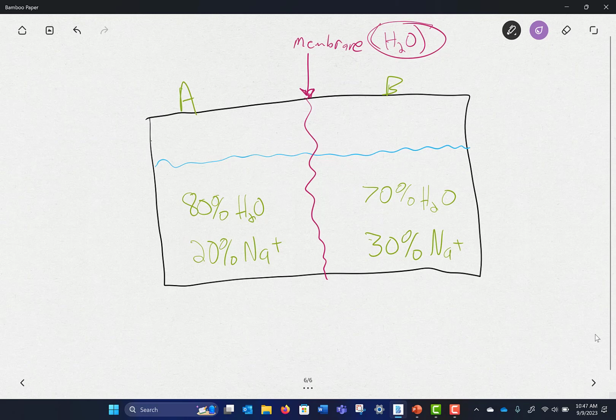So which one, A or B, has greater concentration? Solution B, because 30 is greater than 20. So solution B is hypertonic to solution A. Solution B by itself is not hypertonic to anything. Solution B is hypertonic to solution A because 30 is greater than 20.